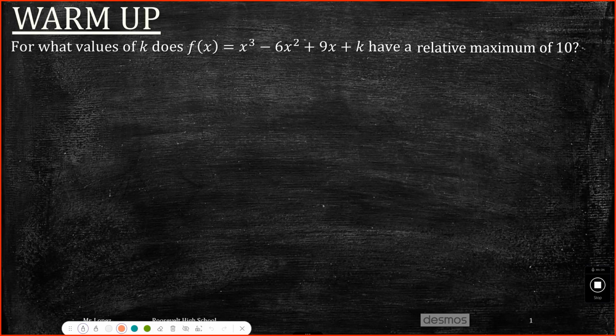For what values of k does f of x equal to that have a relative max of 10? So what are we supposed to do? What should we do? What's the property of something that has a relative max? How do we find that relative max? What's the property of something's relative max?